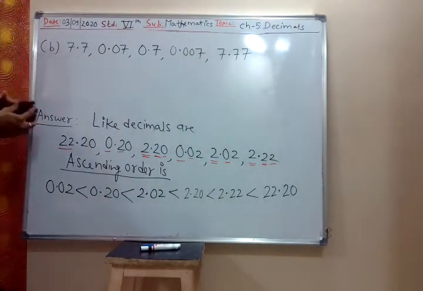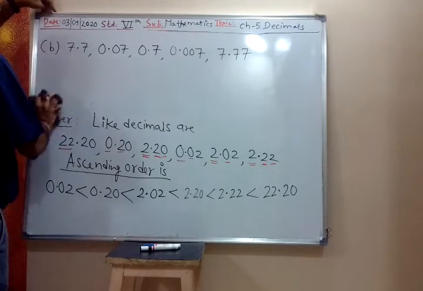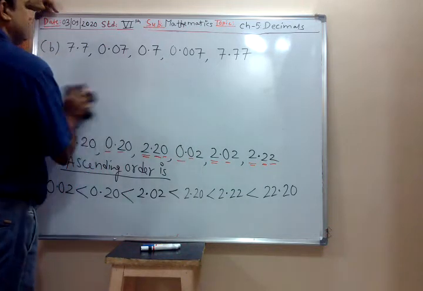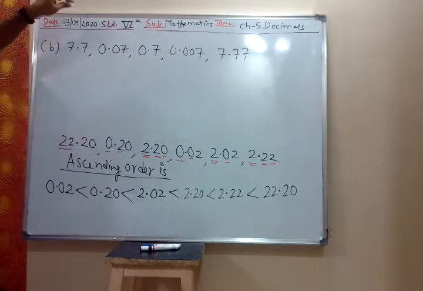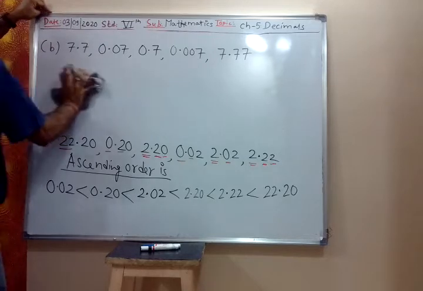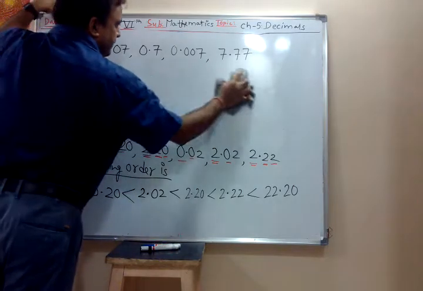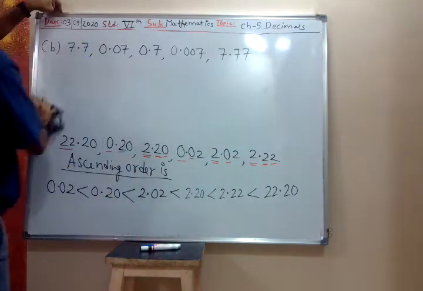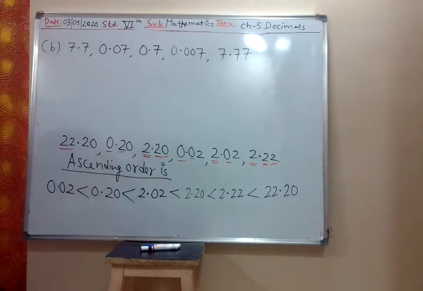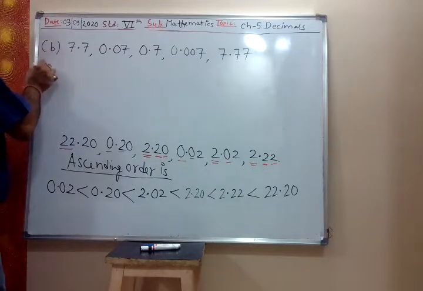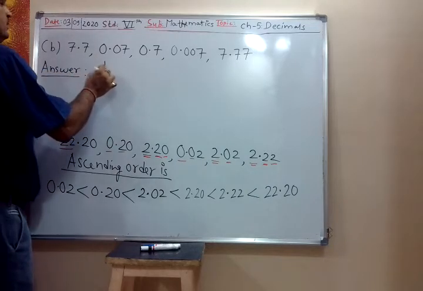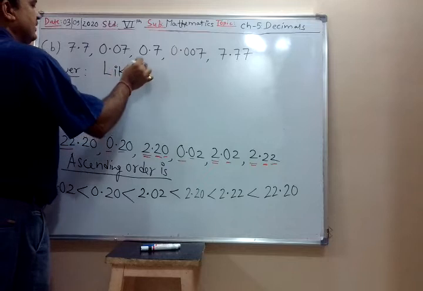Before arranging these numbers in the ascending order, first we have to convert them into like decimals. Like decimals means they must have the same number of digits after the point. So let us first convert them into like decimals.